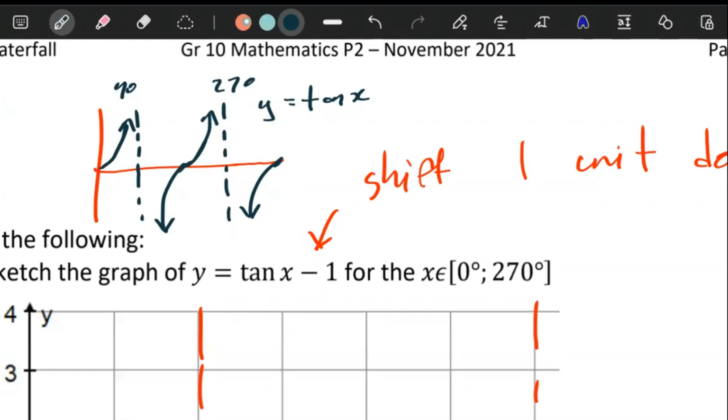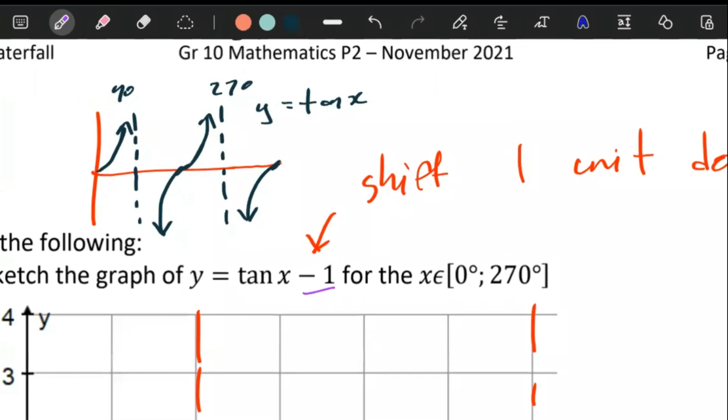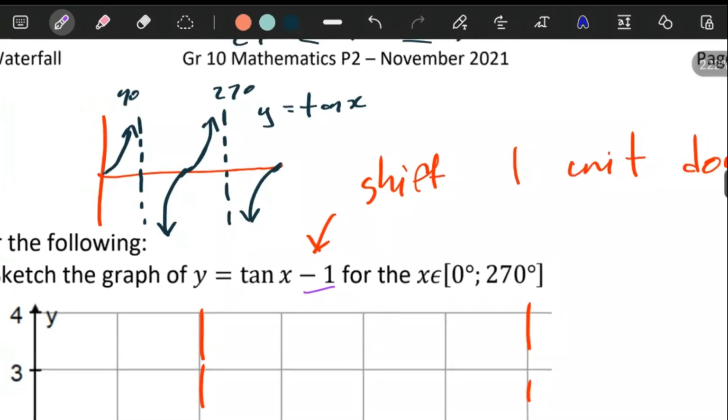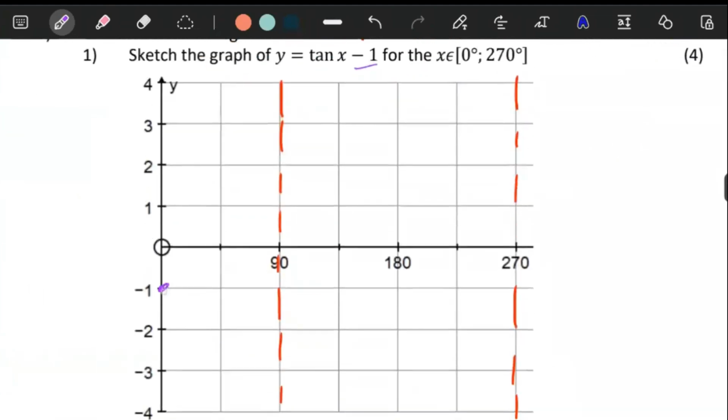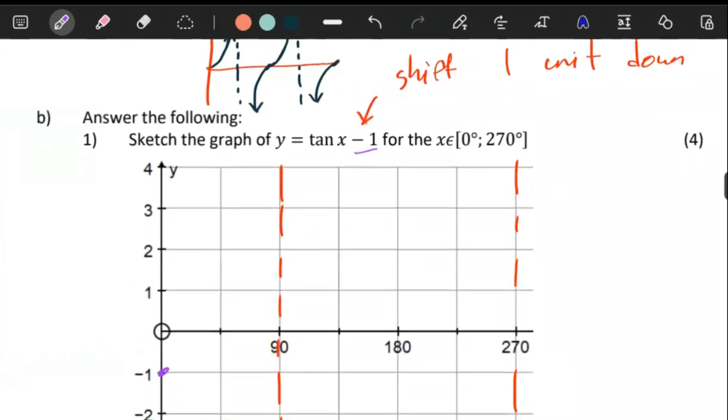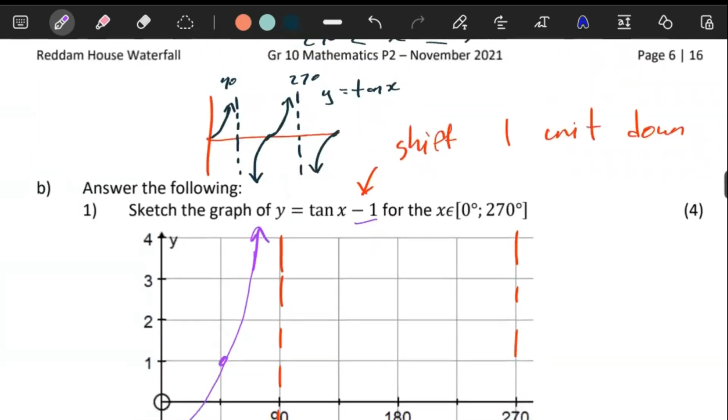But then the moment you say minus 1, it means that this whole picture has to be moved 1 unit downwards, you see. So instead of passing here at 0, it's going to be passing here at -1, right? And you may think to yourself, where will it pass? So what you know is tan 45 is 1. So your shape would look something like this, going up. And then instead of it passing at 180, it would pass a bit lower.